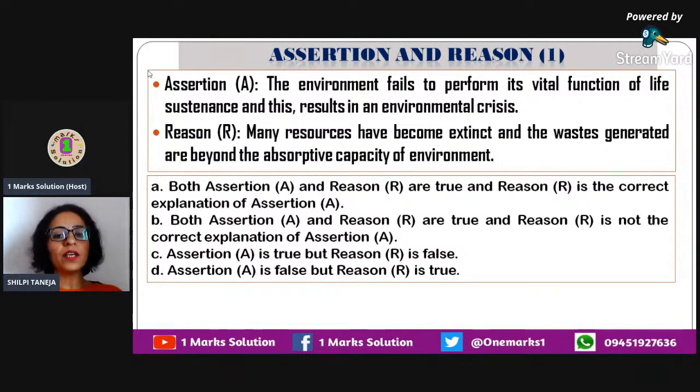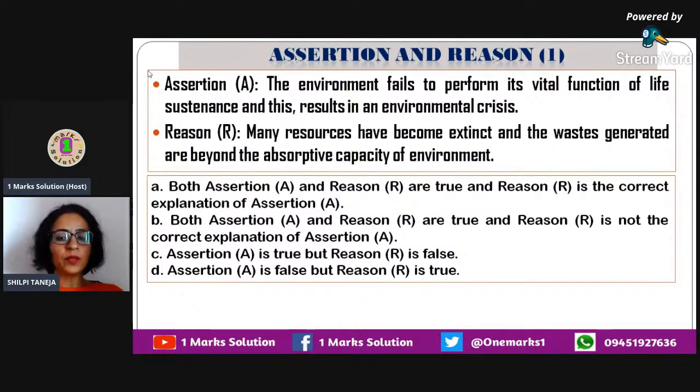So we will be having four options in this sequence only. Option A will be telling that both the statements are true and reason is the correct explanation of assertion. Option B will be giving us both the statements true but reason is not the correct explanation of assertion. In option C, assertion is true but reason is false, and for option D, if assertion is false and reason is true. So these will be the options.